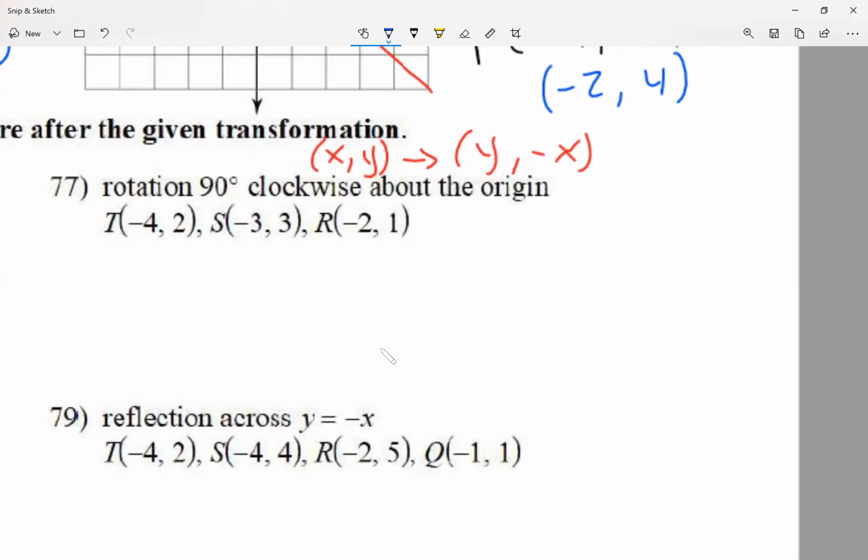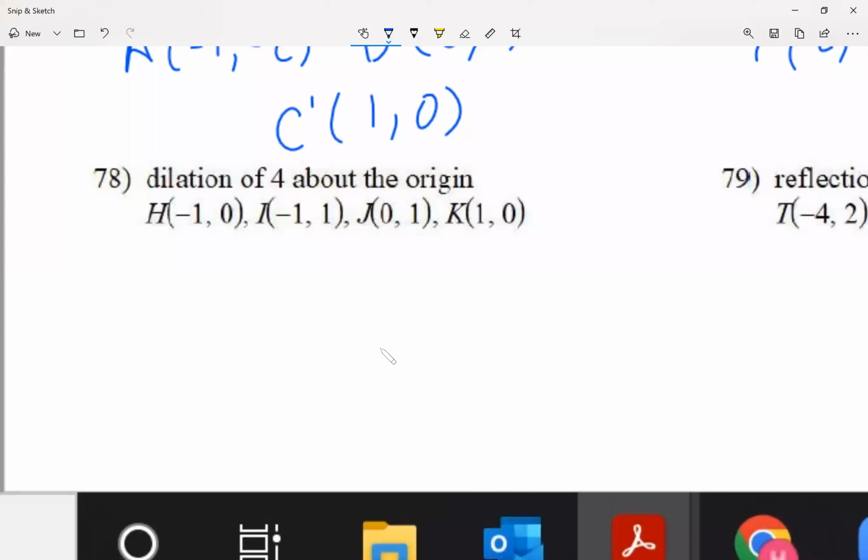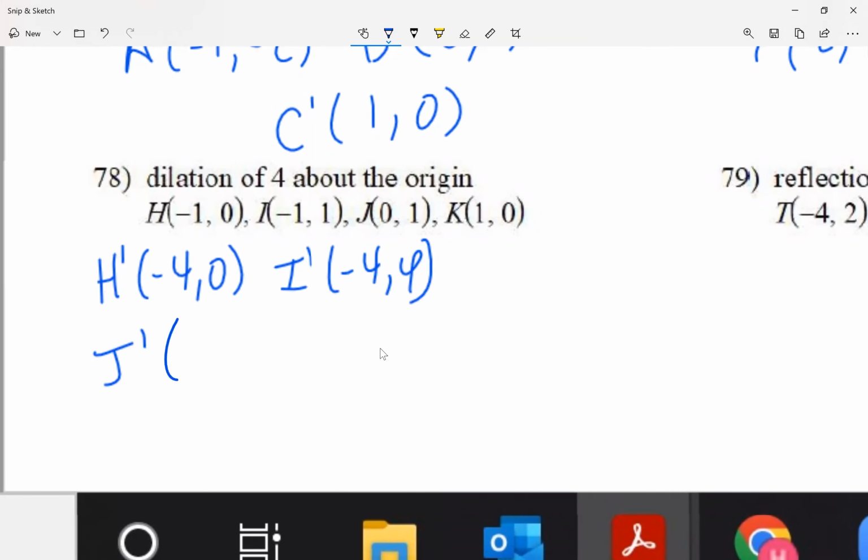Let me also practice dilation. Here the scale factor is 4. So I'm just going to multiply everything by 4. The coordinates of H prime are -4, 0. The coordinates of I prime are -4, 4. J prime is 0, 4. And lastly, K prime is 4, 0. I multiplied everything by the scale factor, which was 4 in this case.